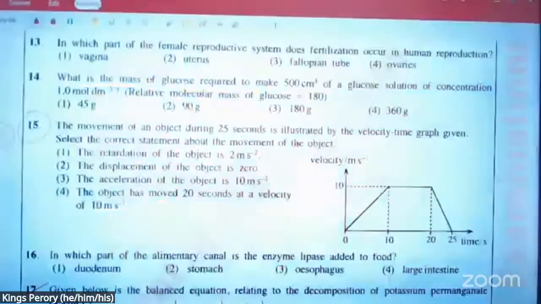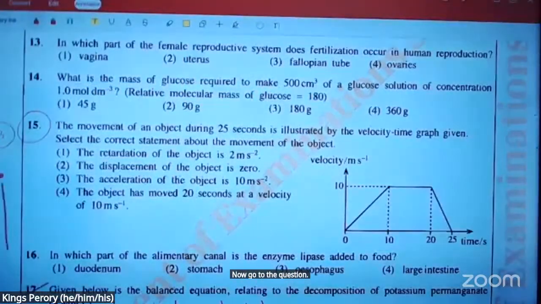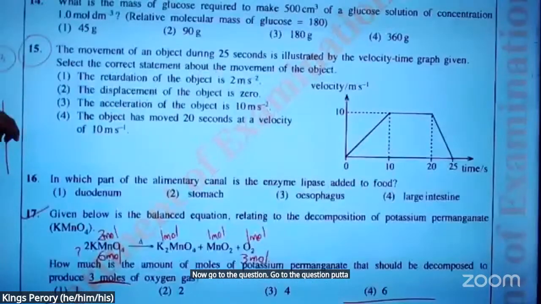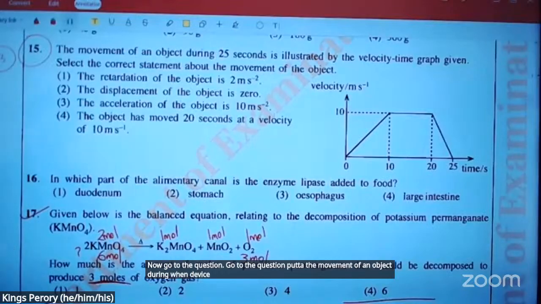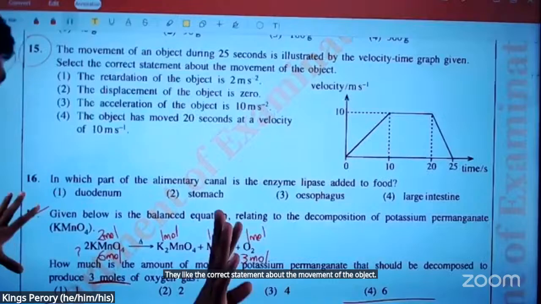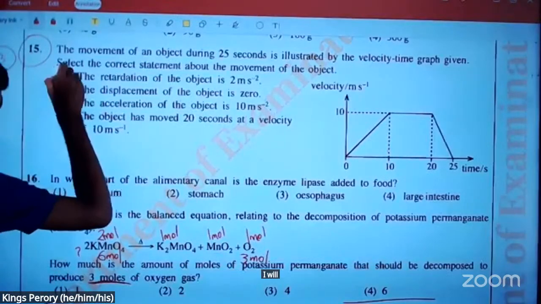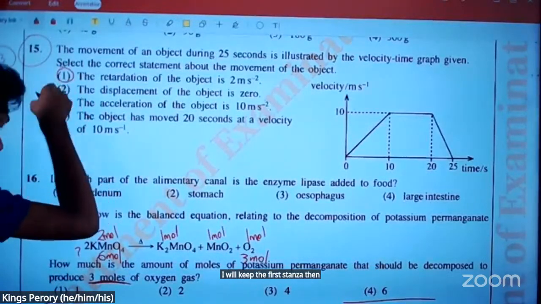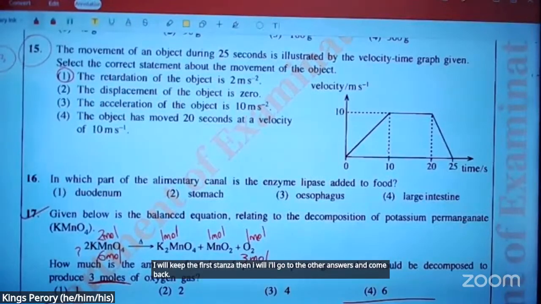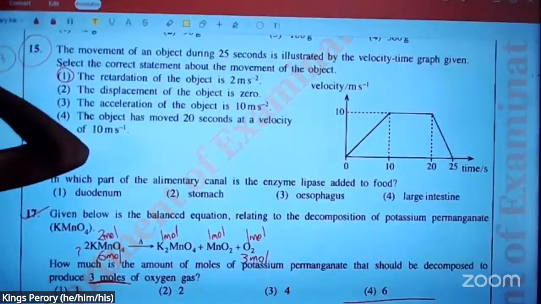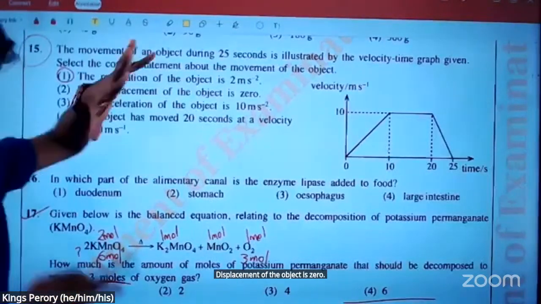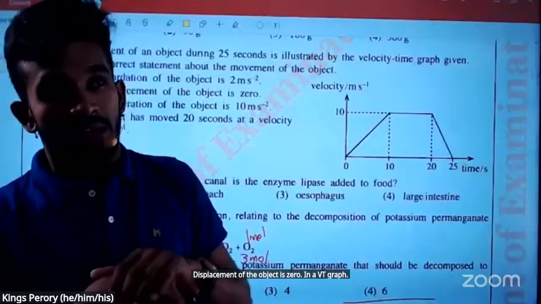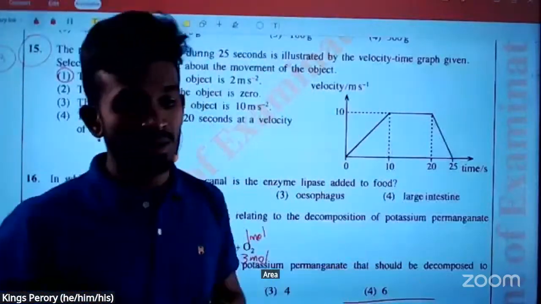Now go to the question. The movement of an object during 25 seconds is illustrated by the VT graph given. Select the correct statement about the movement of the object. I will keep the first answer, go to the other answers and come back. Second answer: displacement of the object is 0. In a VT graph, the area under the graph gives us the displacement.